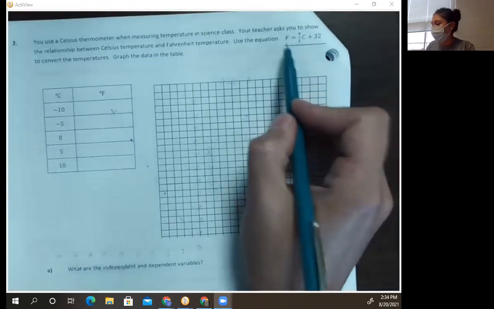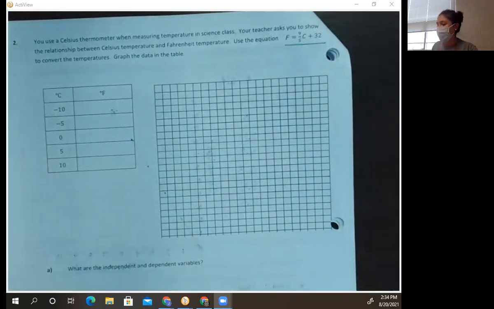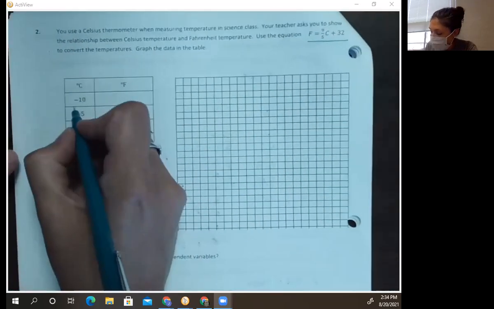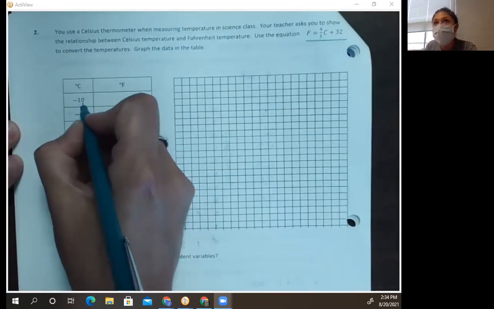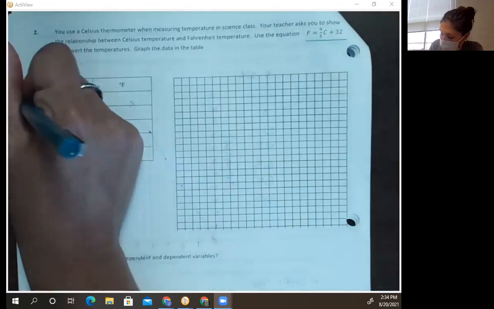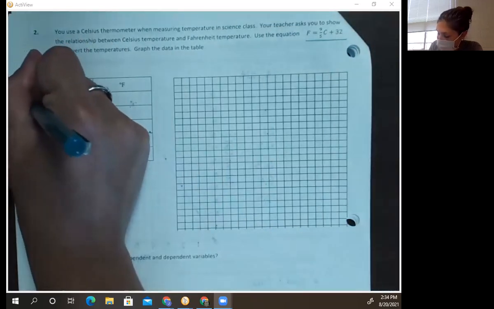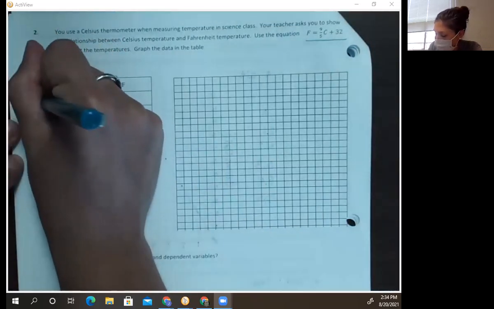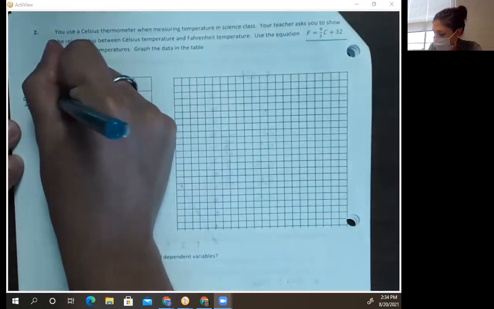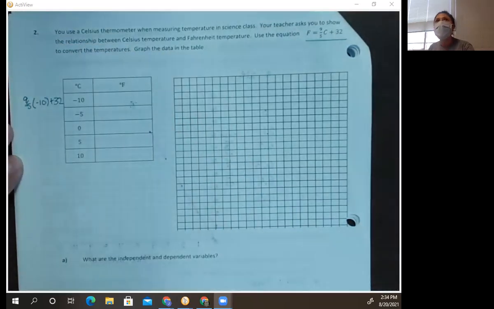Here, they've just given us a formula to use since it's a little bit more complicated than just add this or multiply by this. So what I'm going to do is take my temperature in Celsius and plug it in for C in this formula. So this would be 9/5 times -10 plus 32. That's how I'm going to use that formula.